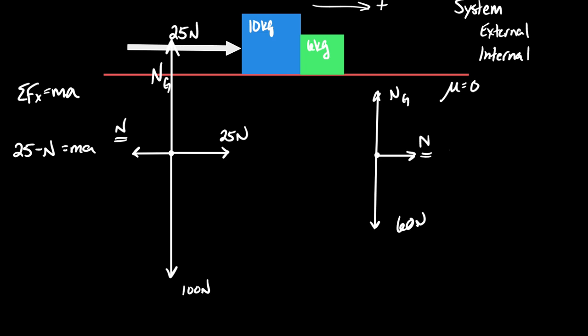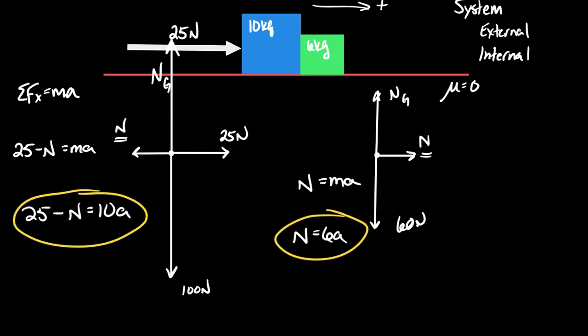Now I have to apply it to both boxes. I'm pretty sure both boxes are going to move, so this box, now I have m for both, so I can say that this is 25 minus normal equals 10a, and this one is normal equals 6a. Of course, I have a page now with just stuff written everywhere. So let's make sure we know what's important here. We did all of that work to get to here.